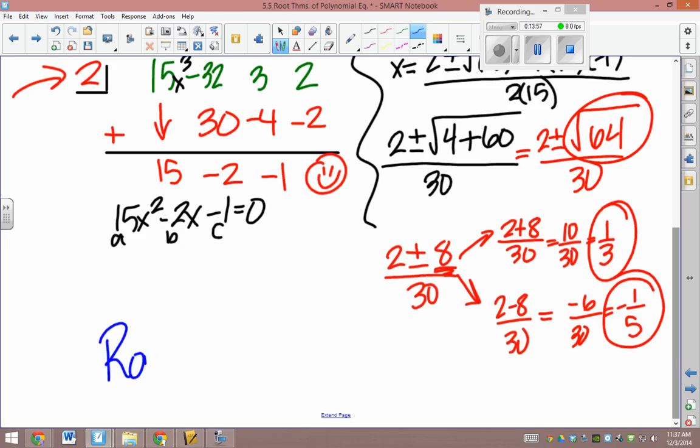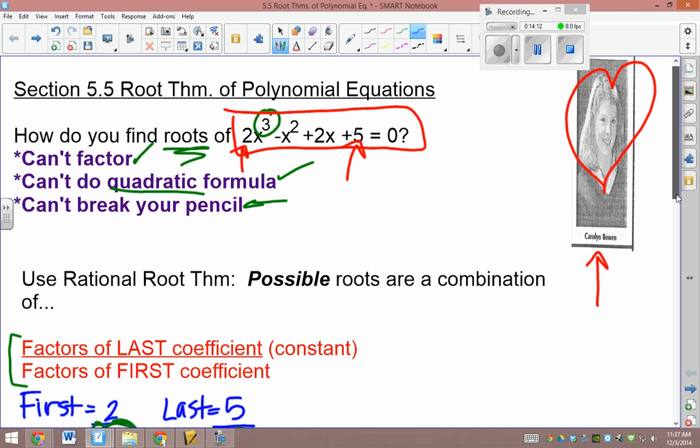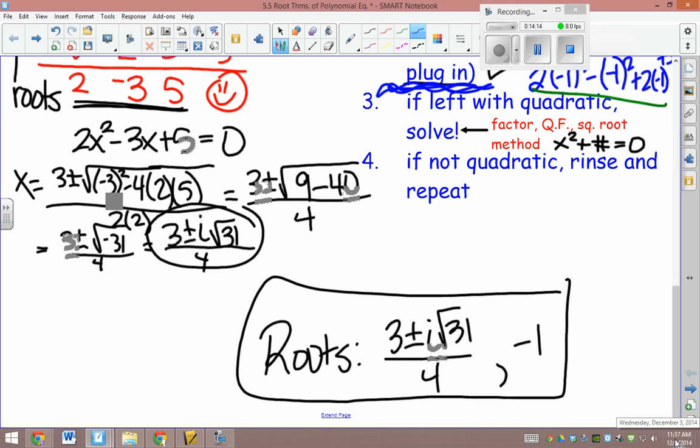Now I want to point something out here, how this is different than our previous example. We still have 3 roots for our final answer. 2 is one of them. Remember, that's coming from here. And then the other 2, 1/3 and -1/5. So how do these differ from the last example that we did? We did something and we ended up with an imaginary solution. So what's different is the fact that this quadratic that we ended up with was not factorable. So we had to use the quadratic formula.